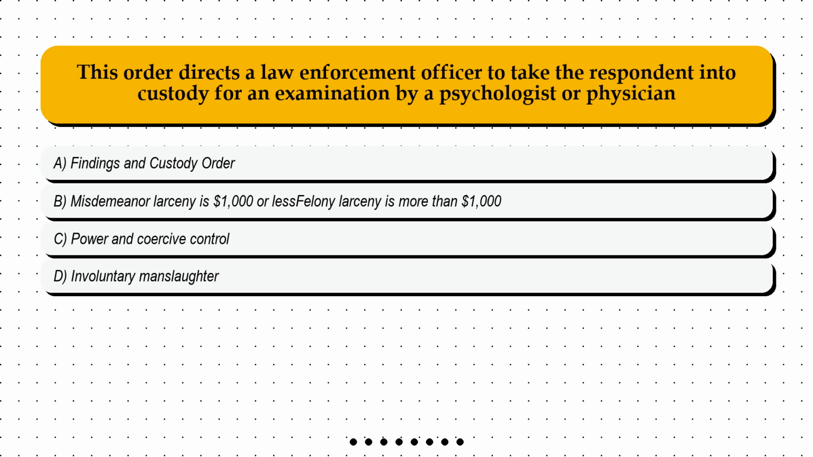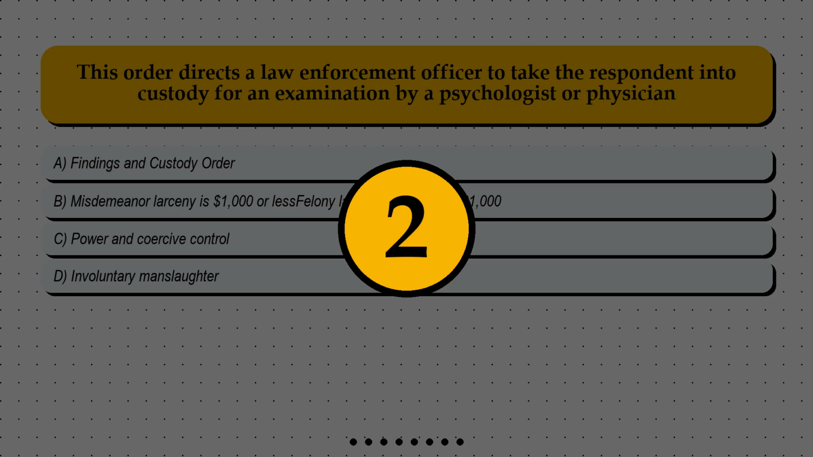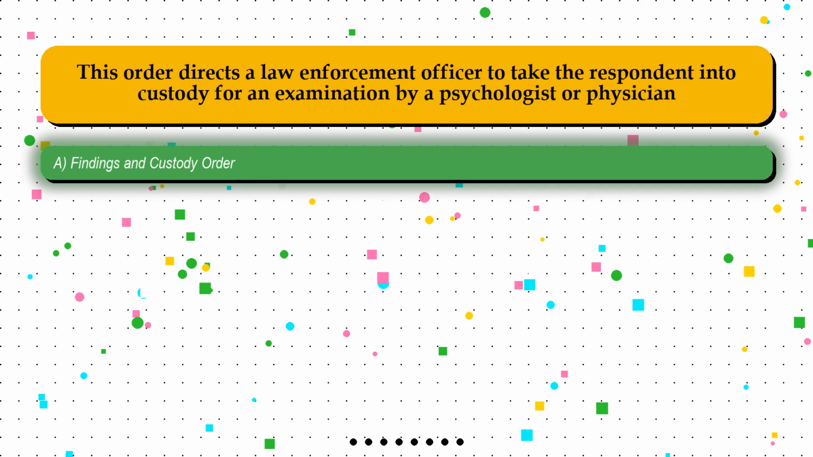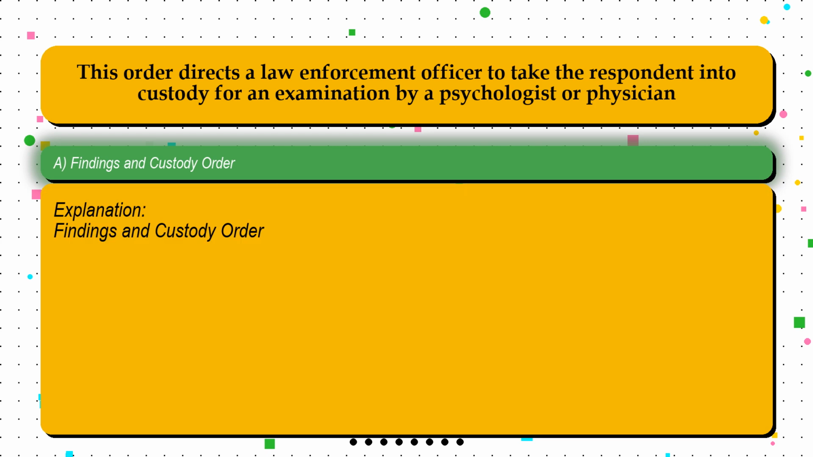Question 5. This order directs a law enforcement officer to take the respondent into custody for an examination by a psychologist or physician. Option A, findings and custody order. Option B, misdemeanor larceny is $1,000 or less, felony larceny is more than $1,000. Option C, power and coercive control. Option D, involuntary manslaughter. The correct answer is option A, findings and custody order.